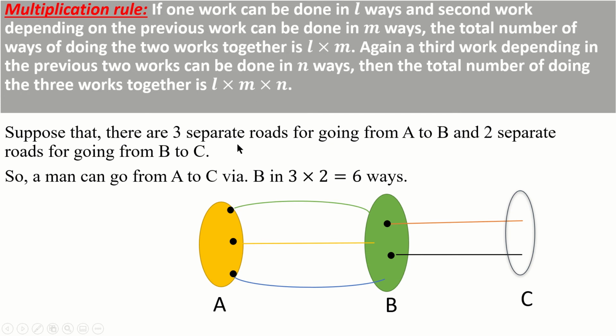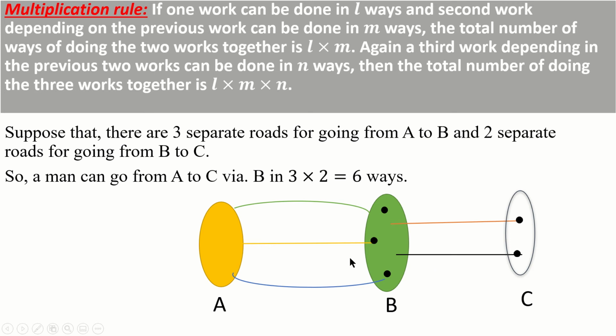Suppose that there are three separate roads for going from A to B and two separate roads for going from B to C. So a man can go from A to C via B in 3 into 2 equal to 6 ways. Okay, that means the man can go from A to B in this way or this way or this way. That means he uses this path or this path or this path. Okay, and from here to here he can use this way or this way.